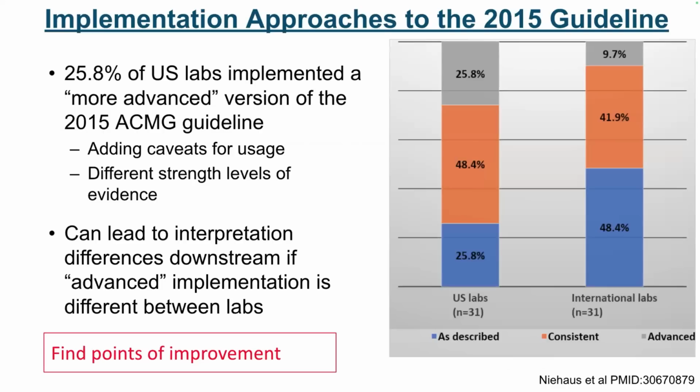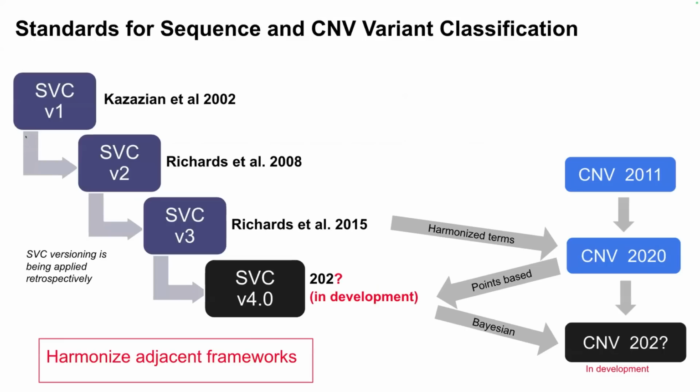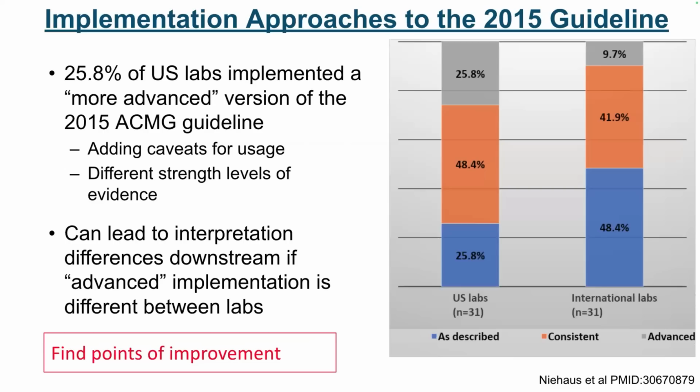This framework has been iterated on for years now. The very first one was in 2002, and the most recent one that we've been using is from 2015. In this 2015 one, there were harmonized terms. These are the terms that you've seen: benign, likely benign, uncertain significance, likely pathogenic, and pathogenic. But before that, people were using all kinds of terms: pathologic, mutation, disease causing, those types of things.